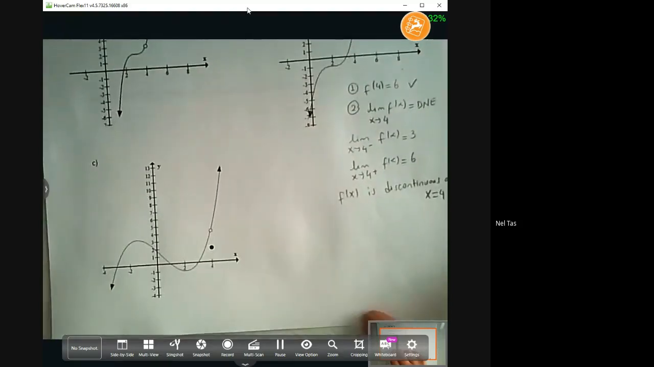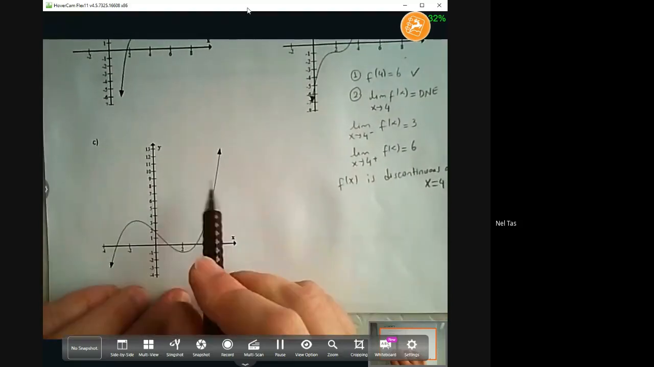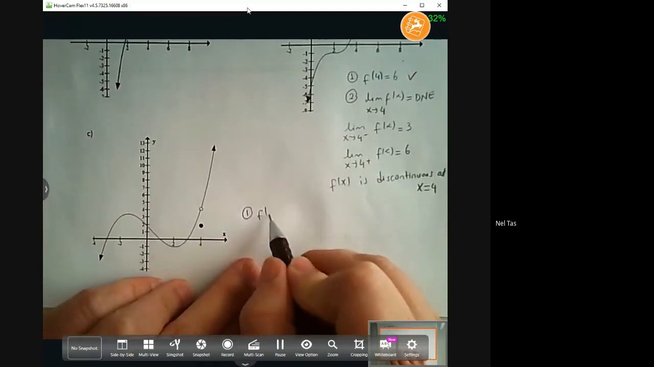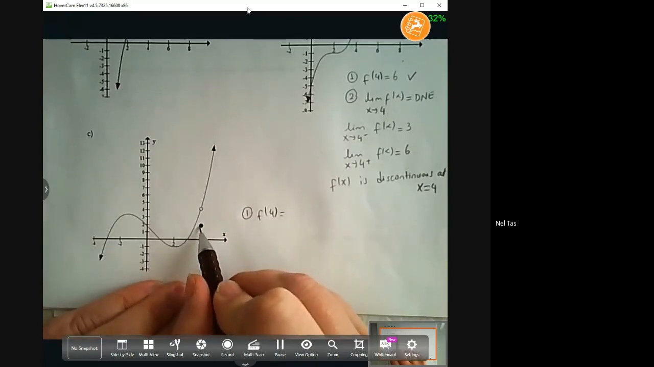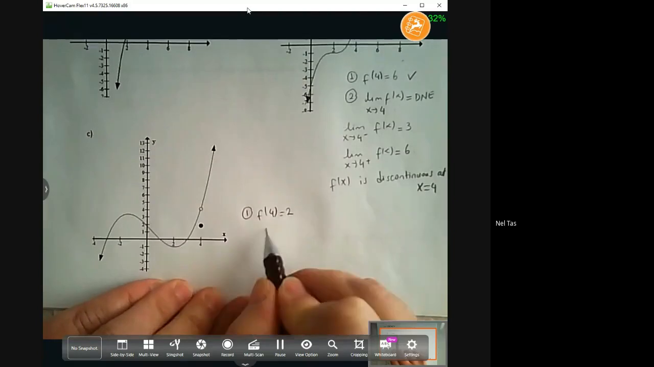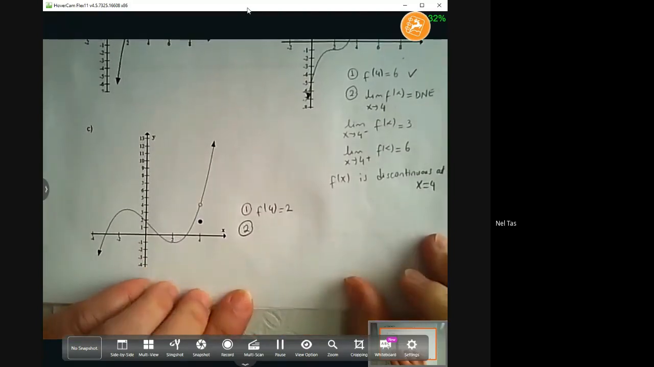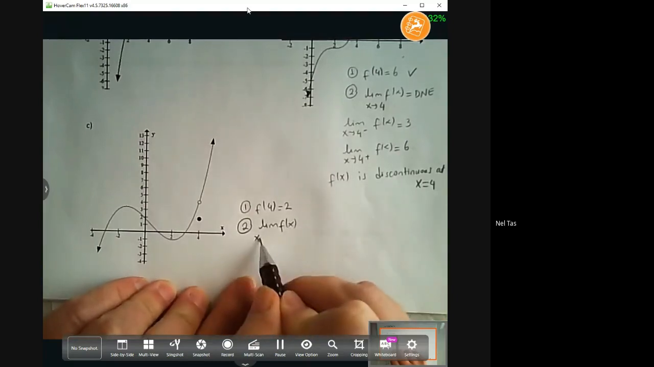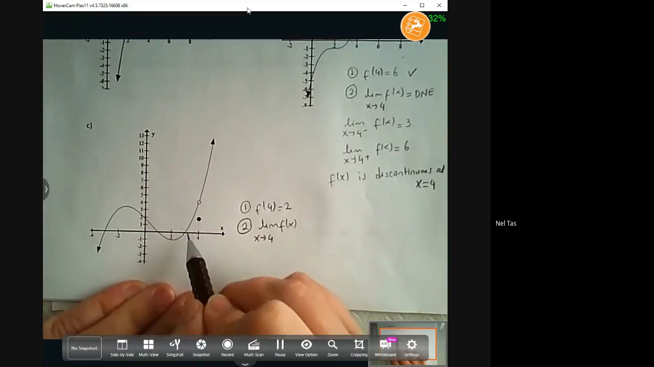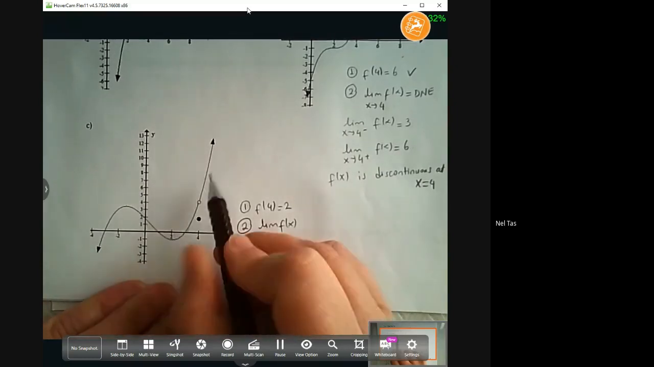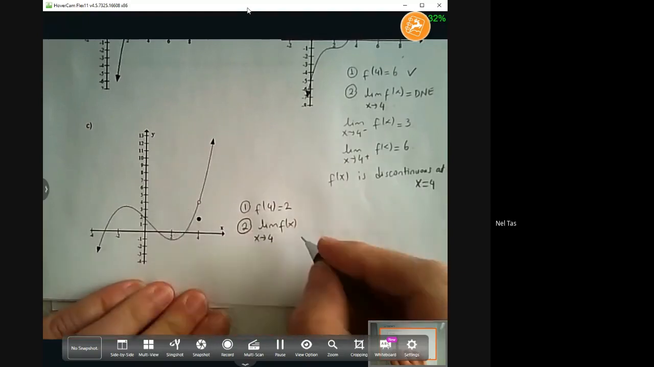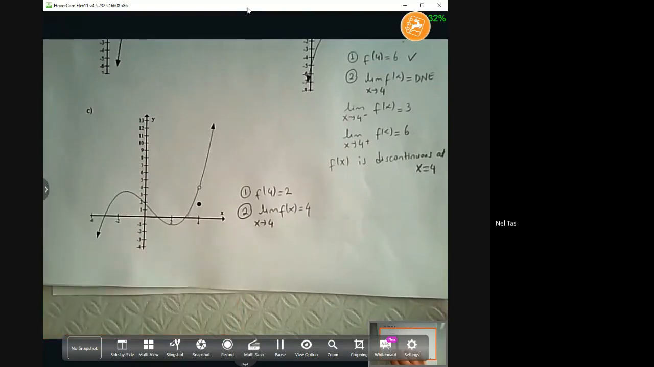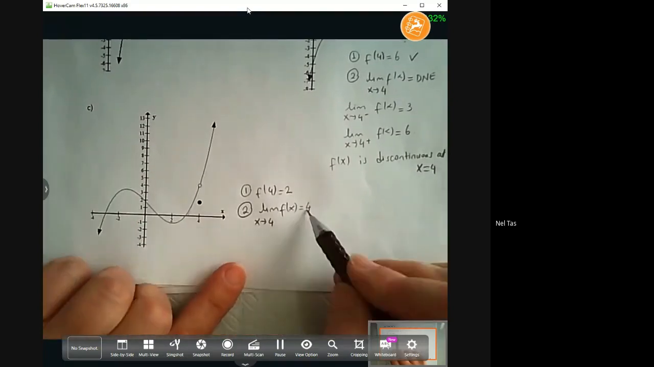Now let's look at C. Again, we start from number 1. We check f of 4. f of 4 exists, and it is equal to 2. It passed the first condition. Let's check the second condition. We check the limit of f of x as x approaches 4. The limit from the left is 4. The limit from the right is 4. So we have a limit. The left side limit equals the right side limit, so the limit of f of x is 4 in this case.